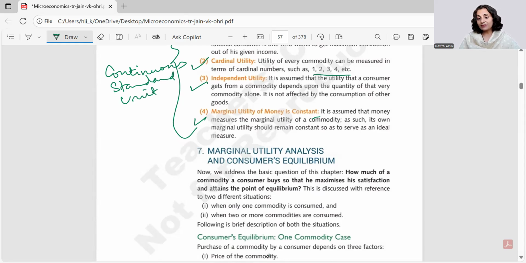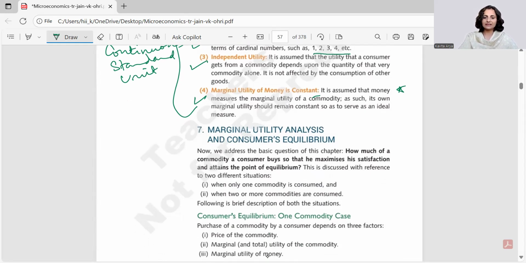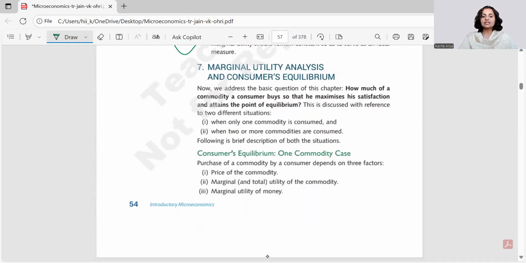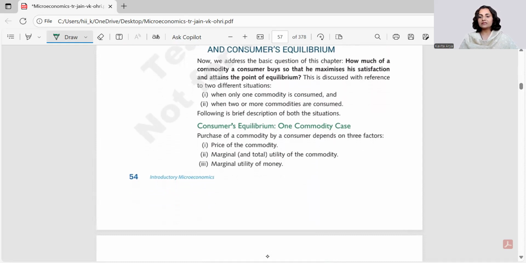We do have the assumption of continuous consumption, as I talked about, and the standard units of measurement. This would look like something different to you, but you must understand that we are here considering that MU of money is constant, though it is hard to believe because even the billionaire wants to have more. So after these assumptions, let's go ahead. Marginal utility analysis and consumer equilibrium. Here we are trying to understand how much of a commodity a consumer buys so that he maximizes his satisfaction and attains the point of equilibrium.